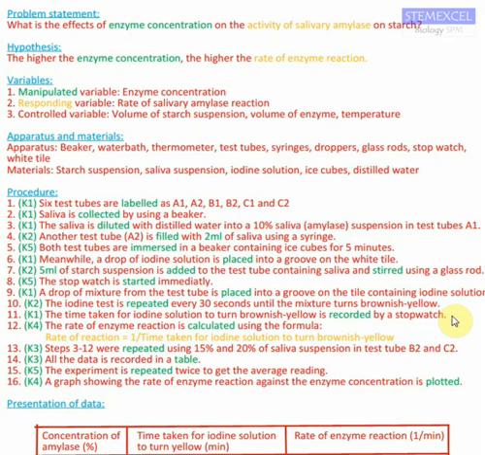Following that, steps 3 to 12 will be repeated using 15% and 20% saliva suspension, and afterwards all the data is recorded in a table. The experiment is then repeated twice to get the average reading, and then you can plot a graph of the rate of enzyme reaction against the enzyme concentration. It's important to note that after the first part, it is always essential to state that you are repeating the rest of the experiments using different manipulated variable values.